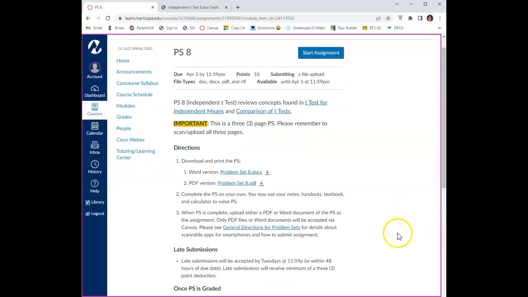The fourth assignment is problem set 8. We will have one problem set this week, but it will consist of 3 pages. This problem set reviews concepts in t-tests for independent means and comparison of t-tests.